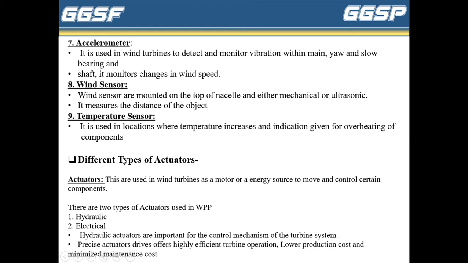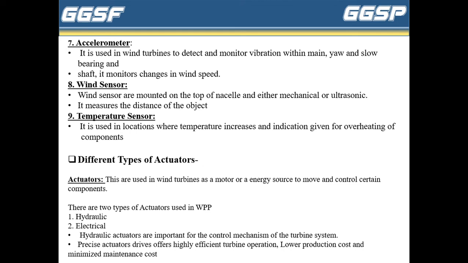Then the different types of actuator. First we discuss what an actuator is, its function, and its definition. These are used in the wind turbine as a motor energy source to move or control the system. If any moving or any control is performed, for this function we use the actuator.